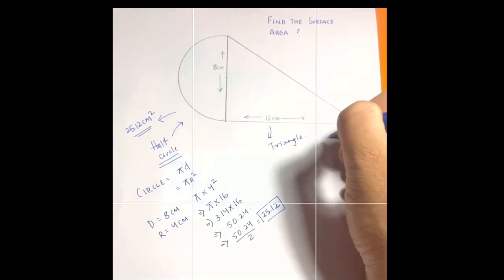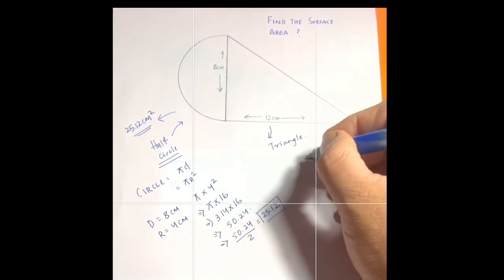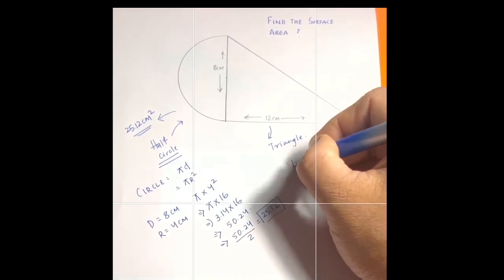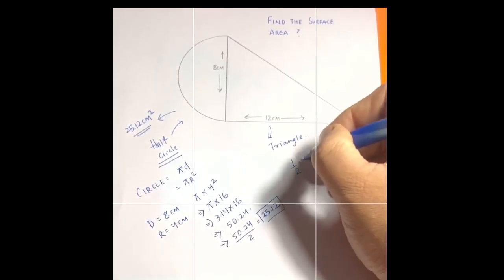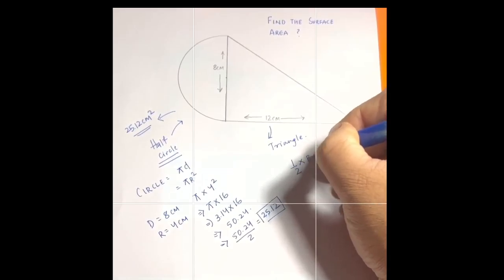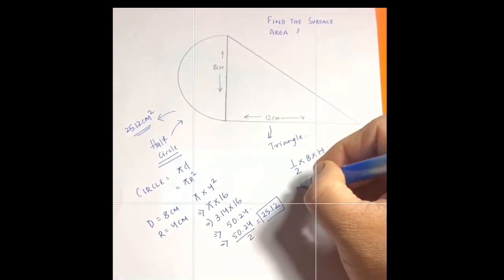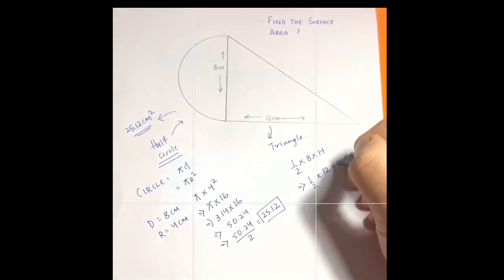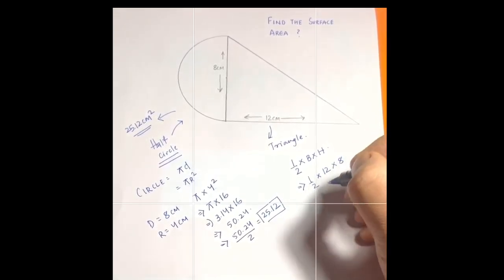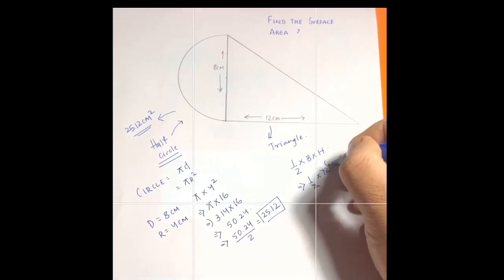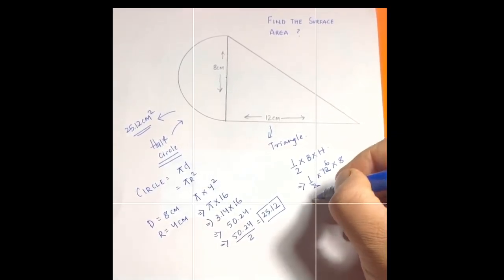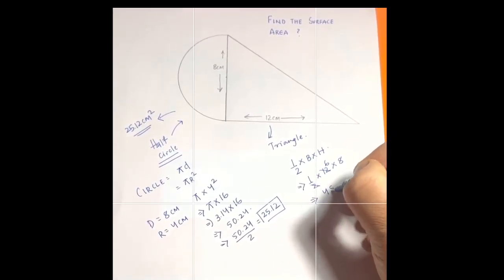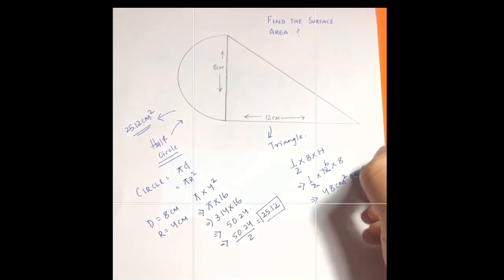Now we'll have to find out the surface area of this triangle. The area formula of the triangle is half into base into height. So half, what is the base? Base is 12. What is the height? Height is 8. So we can write it as 6 into 8, which is 48 centimeter square.